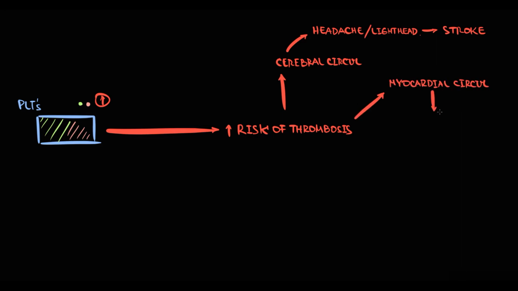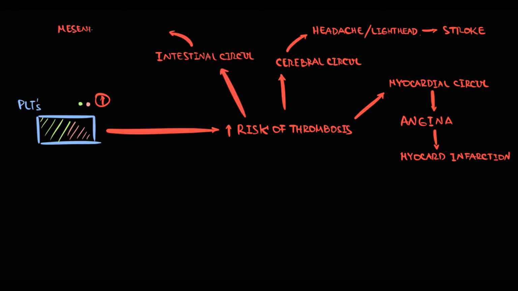Initially, angina develops, and prolonged thrombosis can result in myocardial infarction. Also, it can affect intestinal circulation, where it can cause mesenteric ischemia. But the most signature feature of severe thrombocythemia is microvessel thrombosis that can cause erythromelalgia.